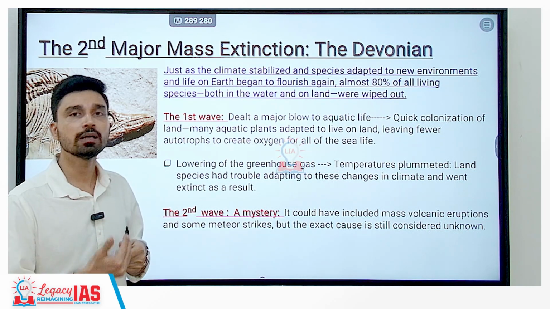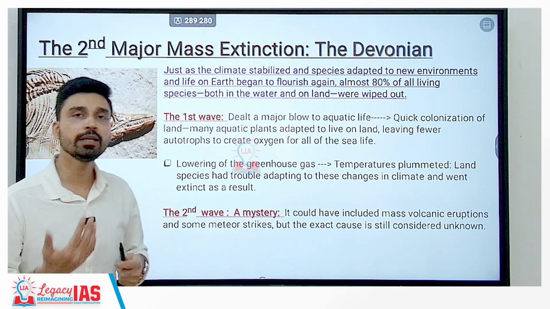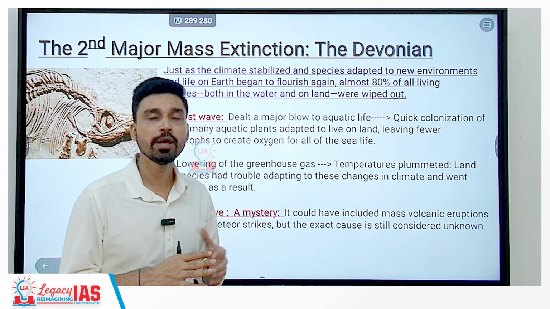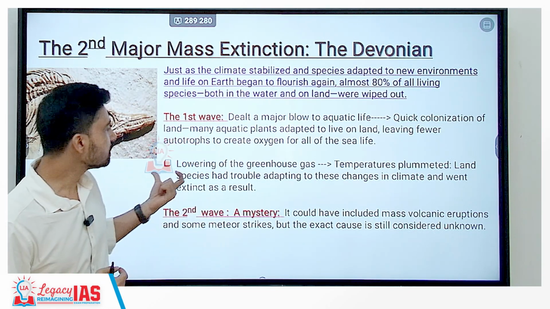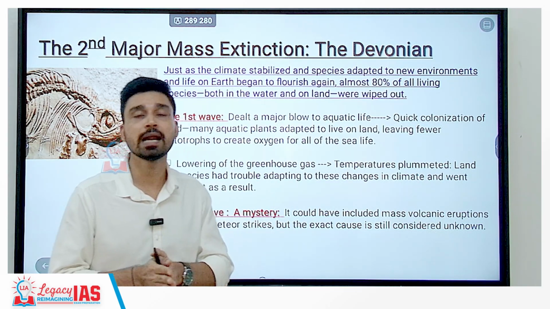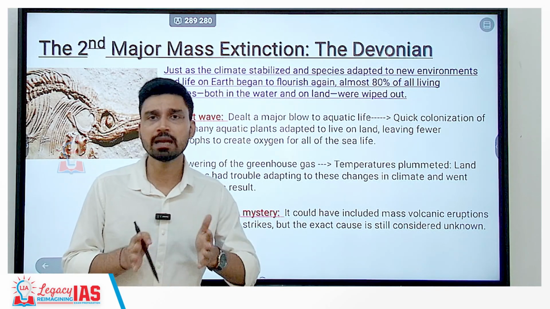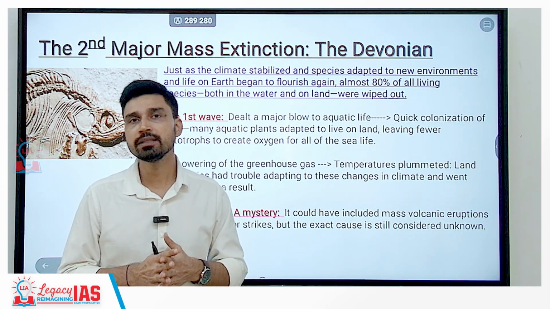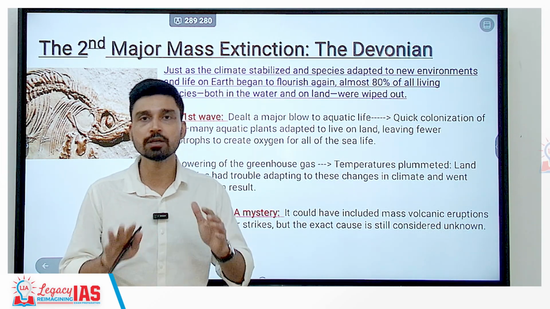The other phenomenon related to this is that as soon as most of the plants migrated to the land, we know that plants absorb carbon dioxide. So, as a large number of plants suddenly started to grow on the land, it caused a sudden lowering of greenhouse gases such as carbon dioxide in the atmosphere. And we know that the major role carbon dioxide plays in our atmosphere is that it traps the terrestrial heat radiated by the earth's surface and thus helps in keeping the earth warmer.